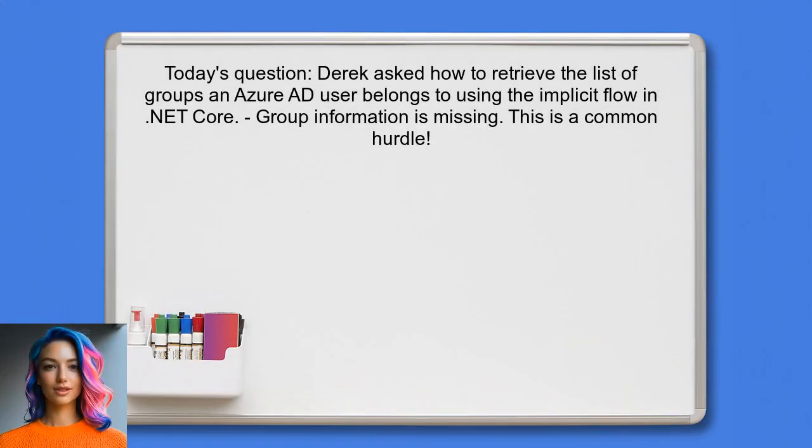Here's the specific question we're addressing today. One user named Derek asked how to retrieve the list of groups an Azure AD user belongs to using the implicit flow in .NET Core. He mentioned that the group information is missing, which is a common hurdle.